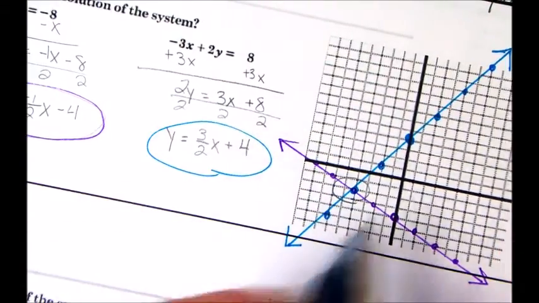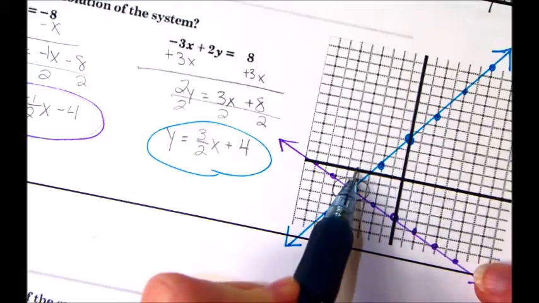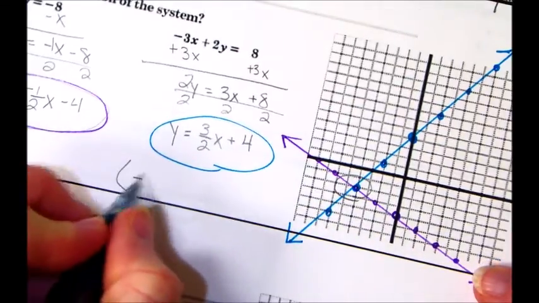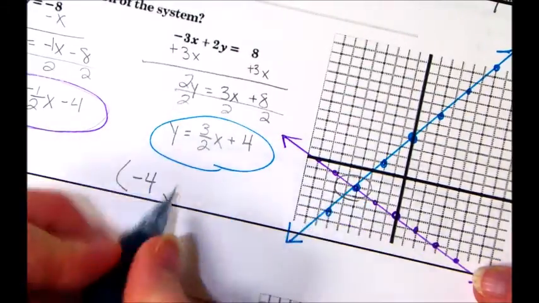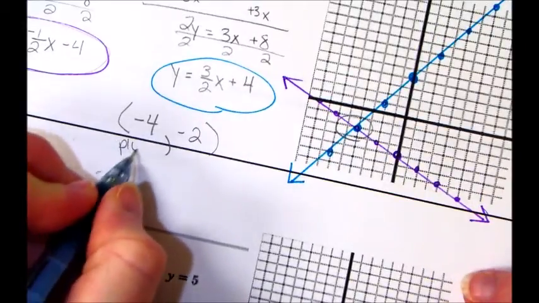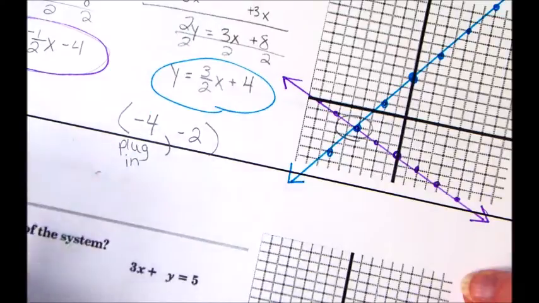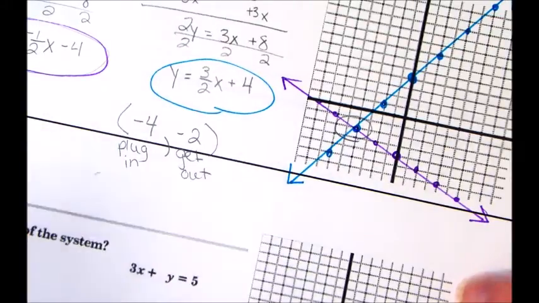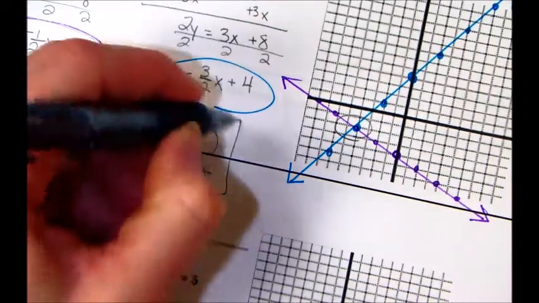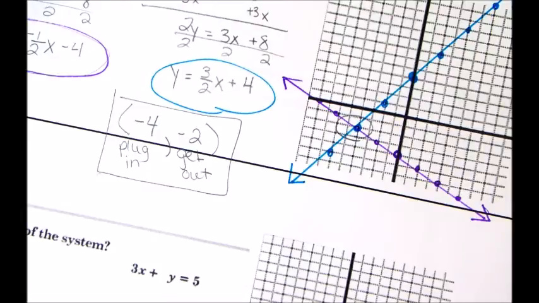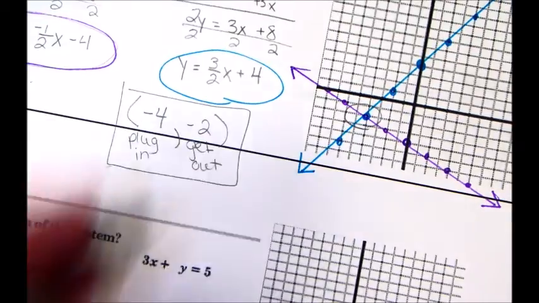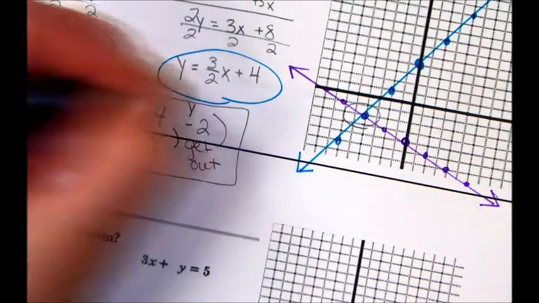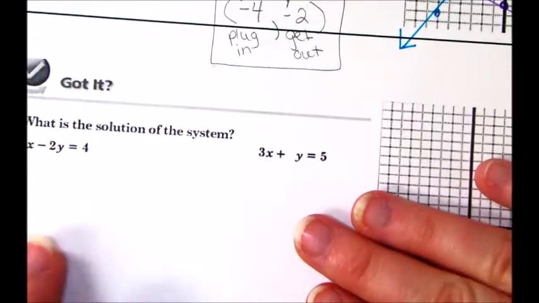We actually have to put the answer. 1, 2, 3, 4. So that's -4, comma 1, 2, -2. If you were to plug in -4, you would get out -2 in both of those original equations. So therefore, -4, -2 is the solution. The x comma y. Let's do that one more time.